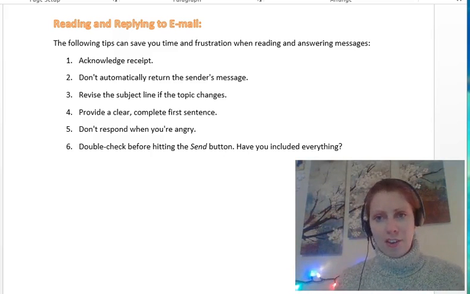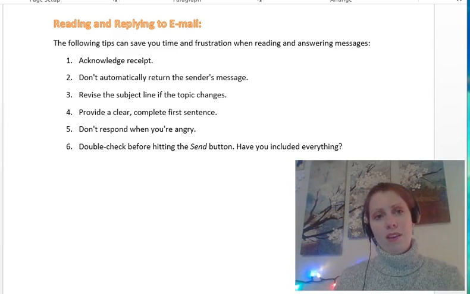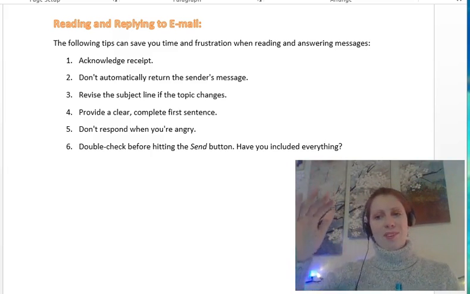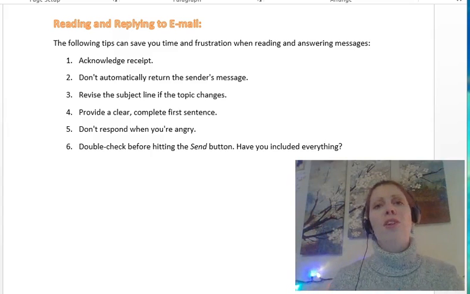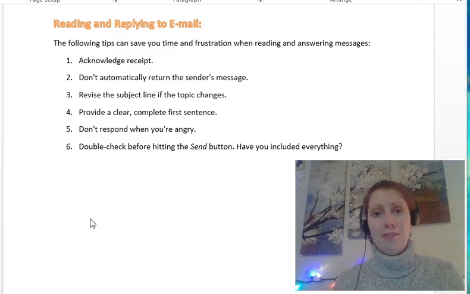Don't automatically return the sender's message. When replying, you can cut and paste out the relevant parts. Avoid irritating your recipients by returning the entire thread. I'm sure all of us have been involved in emails where there's 20-some threads going through, and it's just so much to get through when you're trying to reply or find the relevant parts to talk about again. So just be careful. You can cut and paste things out. It will save you and the reader time later. So it's a good idea.